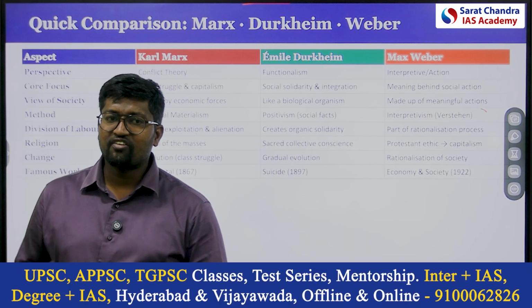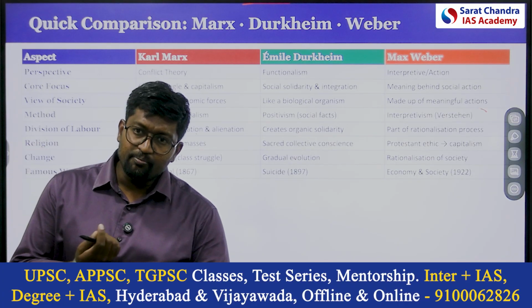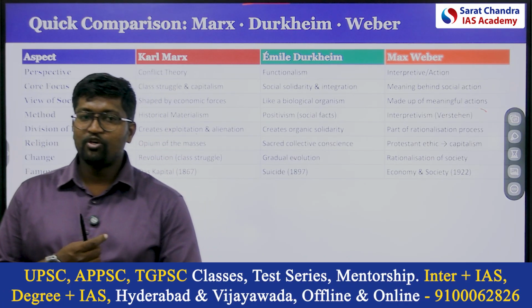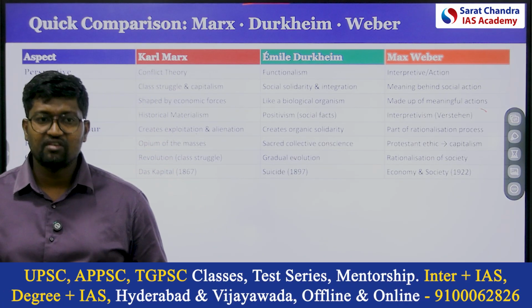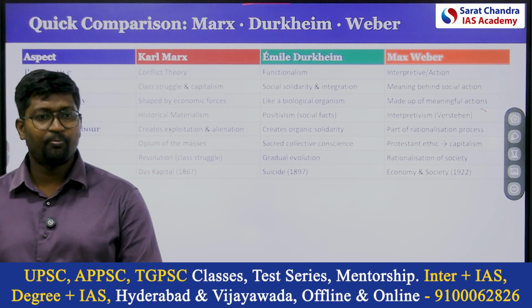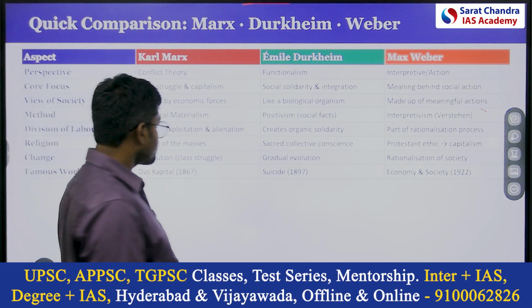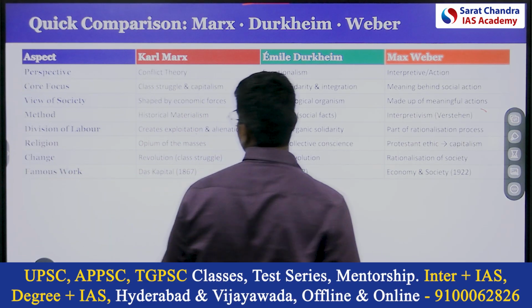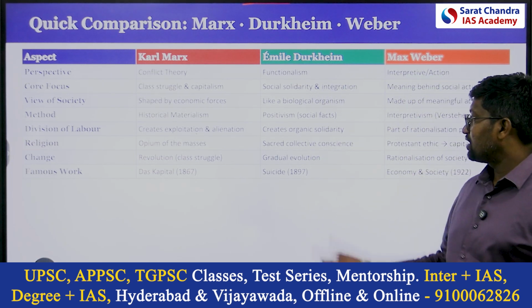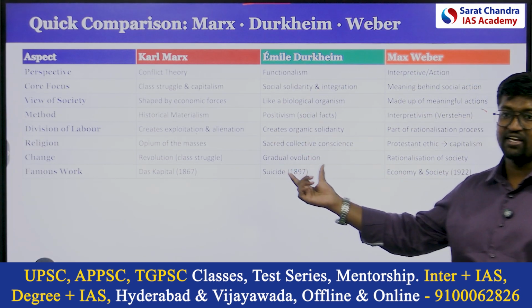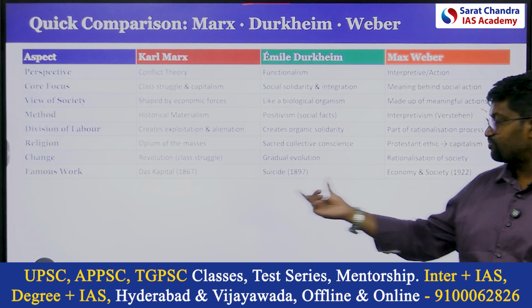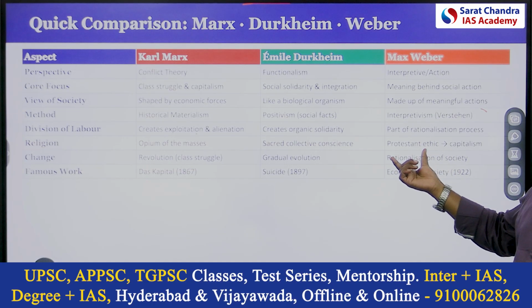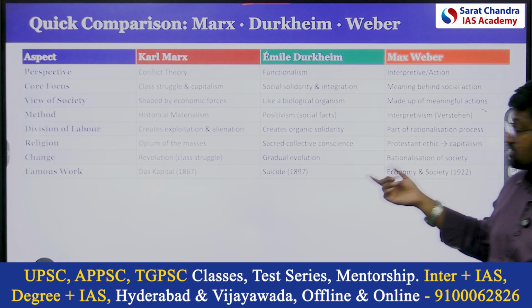That is one point. Part of rationalization is in bureaucracy. Bureaucracy will work effectively when there is a rational process, a rational division. Next, religion. As I said, Durkheim is saying that religion plays a corrective role, providing stability. He is talking about religion promoting Protestant ethics.